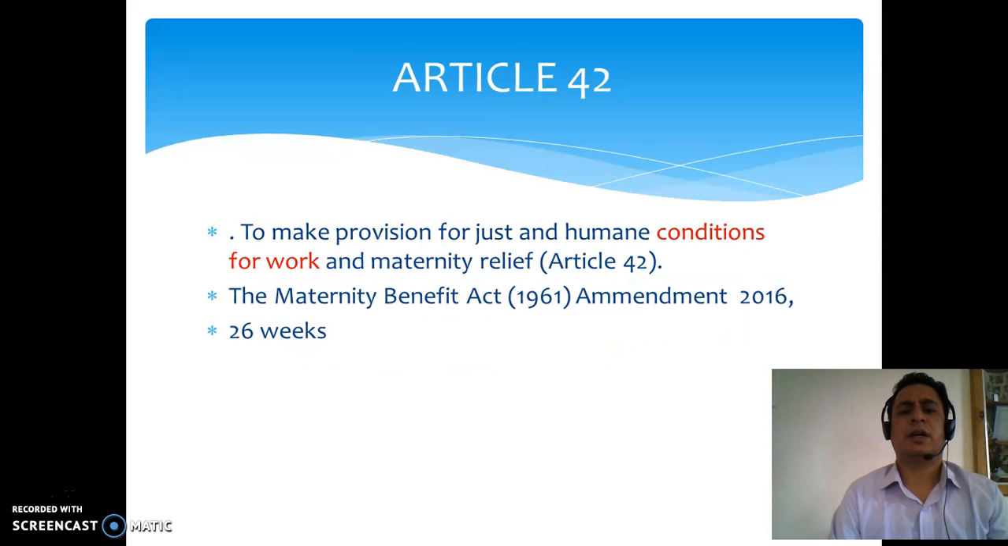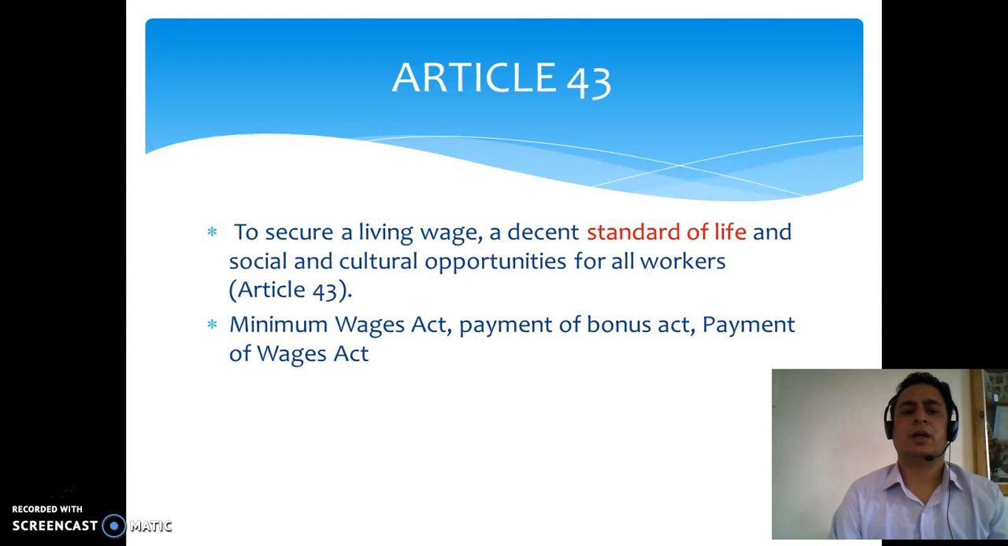Similarly, Article 42 talks about making provision for just and humane conditions for work and maternity relief. That is Article 42, and the Maternity Benefit Act of 1961 implements it, and there has been a recent amendment in 2016 in the Maternity Benefit Act, and the leave has been enhanced to 26 weeks in case of the first baby, and 12 weeks as it was before in case of a second or third baby, right?